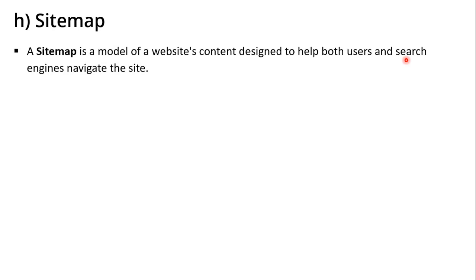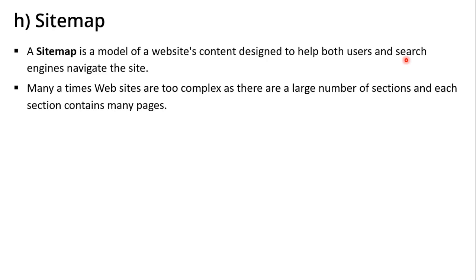And next is sitemap. A sitemap is a model of a website's content designed to help both users and search engines navigate the site. So proper navigation is a must. So you have to provide the sitemap of your website. Many times websites are too complex as there are a large number of sections and each section contains many pages.